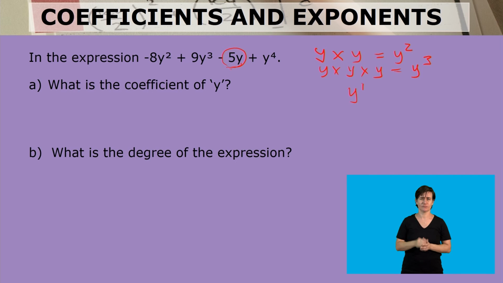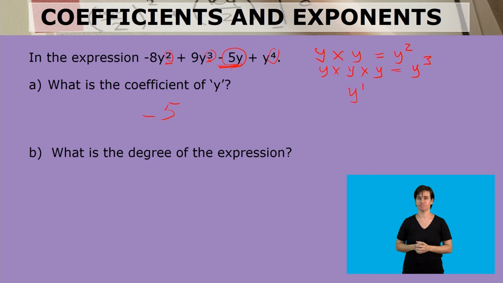So when the question says, what is the coefficient of y, we look for where y does not have a square and does not have a cube, or an exponent 4. So that is where 5y is. But then we take the coefficient with its sign. So it will be negative 5. We do not just write 5, we also need to write the sign as well.